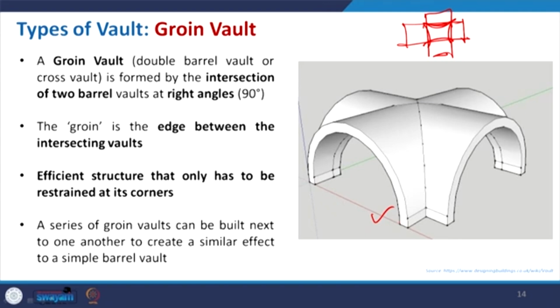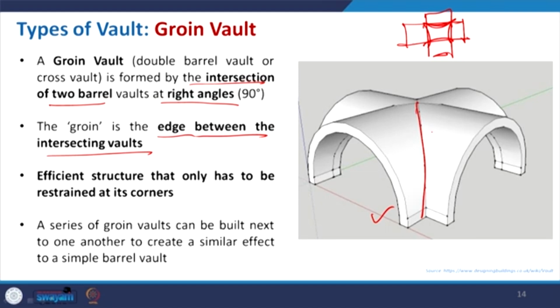Now, a groin vault or double barrel vault, as I already mentioned, is formed by the intersection of two barrel vaults at right angles. This is the basic condition. The groin is the edge between the intersecting vaults. Basically this edge that we get when they intersect, because they are in curvature, will form an intersection line as a curve.